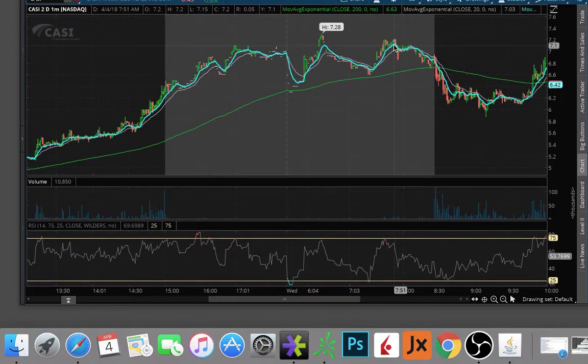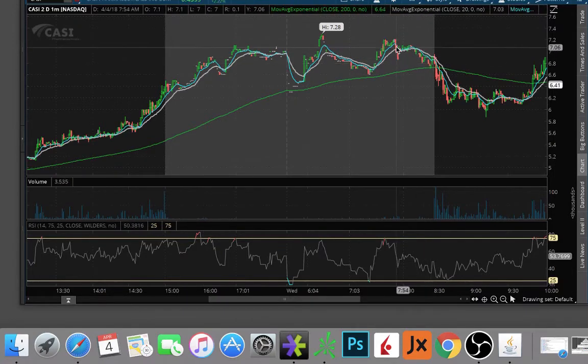Now this is where I made a mistake: I took too big a size, which made me uncomfortable. Since I took so much size, when this thing started coming down, coming into the market open, I ended up covering all of my shares because I was so scared that at the market open, if this thing were to spike up on me, I'd be down so much money so quick. I didn't want to experience that, and I just took the profit.